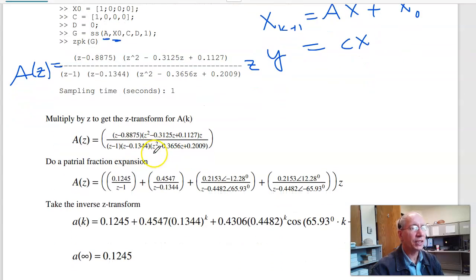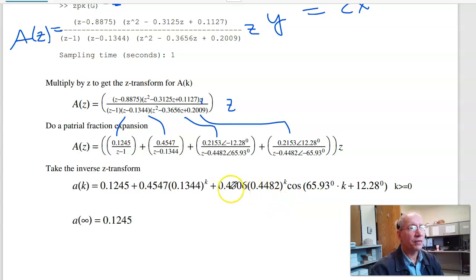Once I have A of z, I can find A of k. Do partial fraction expansion. Actually, pull out a z first. Take the partial fraction expansion: the term over z minus 1, second term. Third one, you have a complex number. Fourth one, complex number. Take the inverse Z transform.